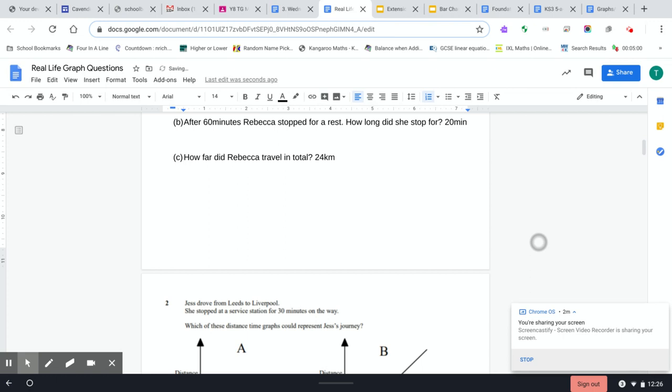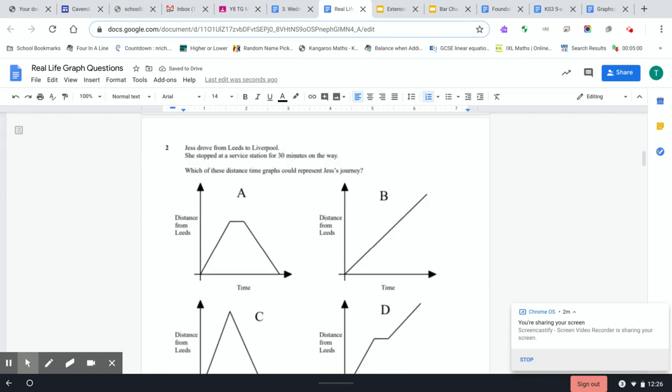I'll go through the next one and then I'll flick through a few of the last ones. So Jess drove from Leeds to Liverpool. She stopped at a service station for 30 minutes on the way. Which of these distance time graphs would represent Jess's journey? So that means she went to another place. So she didn't return home. She went from Leeds to Liverpool. So you could rule out some graphs straight away.